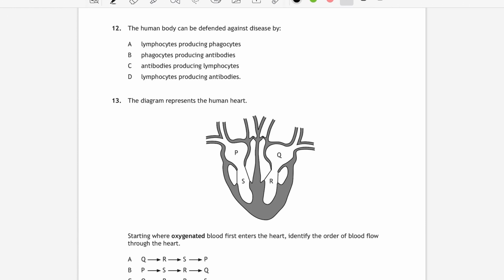Number 12. The human body can be defended against disease by. Again, pause the video, have a think. Okay, number 12 is tricky, but it's just one of those ones you really need to revise for and read the course spec, read your teacher's notes. And number 12 is coming out at D. So lymphocytes produce antibodies. Be careful you don't mix up antibodies produce lymphocytes. That, I imagine, would be quite a common mistake. Just get it the wrong way around. So lymphocytes produce antibodies.